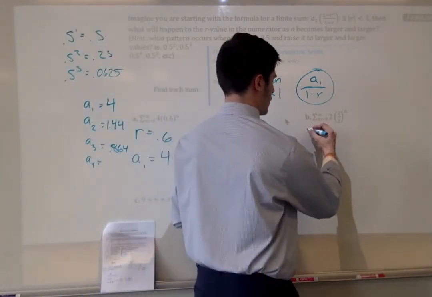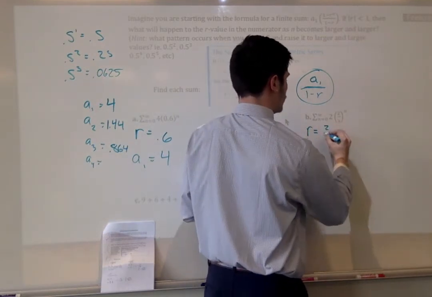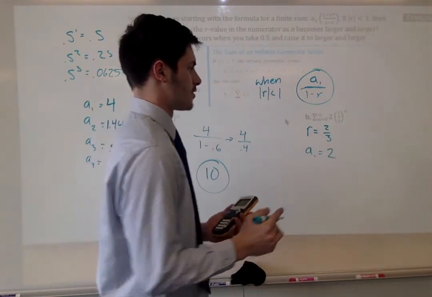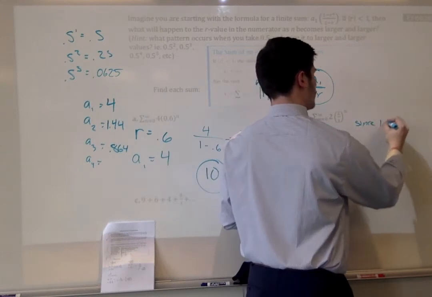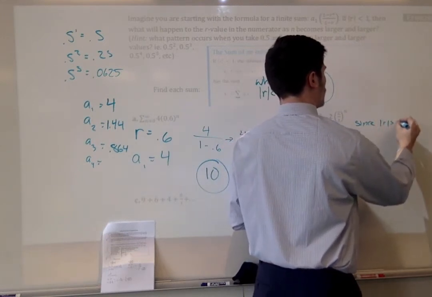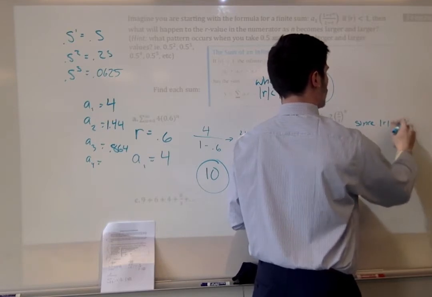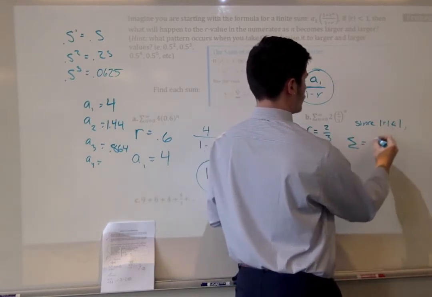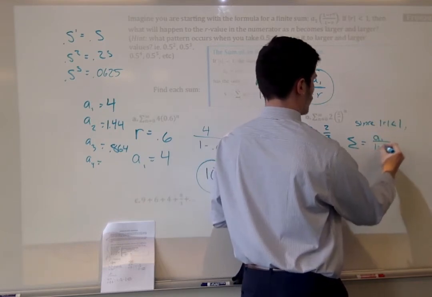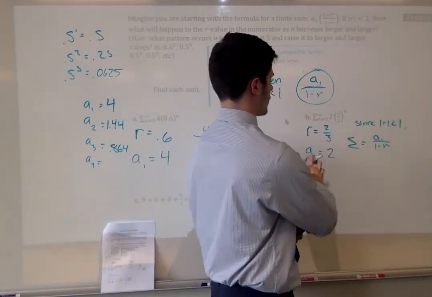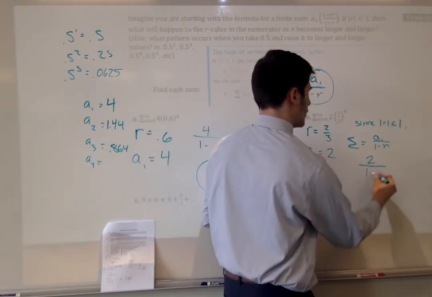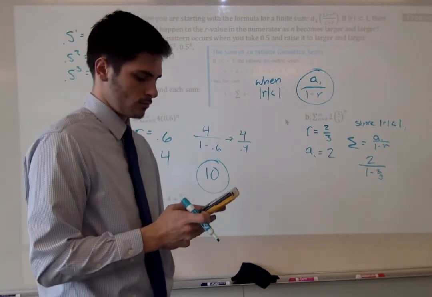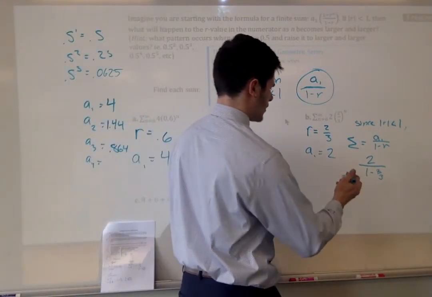So now our r is 2/3. Our initial value is 2. And so since the absolute value of r is less than 1, we know that the sum is equal to the initial value over 1 minus r. And so let's use the same formula. Initial value is 2 over 1 minus 2/3. So 2 divided by 1/3 is going to be 6. Yeah, duh.